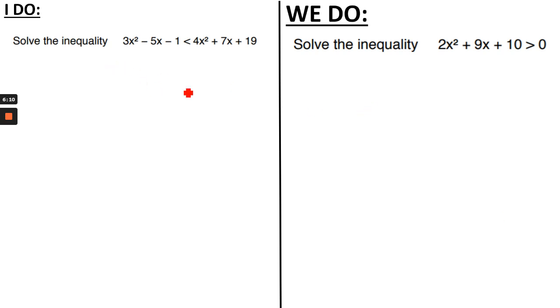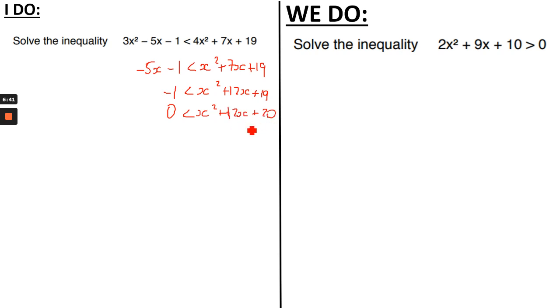Okay, so with this one, let's just make sure that all of the signs are right. We want x squared to be positive, and we also want it to equal 0. So if I subtract 3x squared from both sides, I get minus 5x minus 1 is less than x squared plus 7x plus 19. I can then add 5x to both sides, so I get x squared plus 12x plus 19. And then if I add 1 to both sides, I've got x squared plus 12x plus 20. Now, hopefully, we can factorize this, which we can. So 0 is less than (x plus 10)(x plus 2).